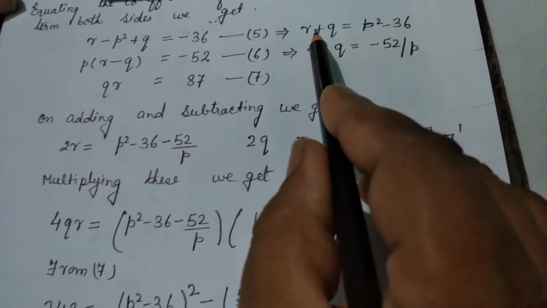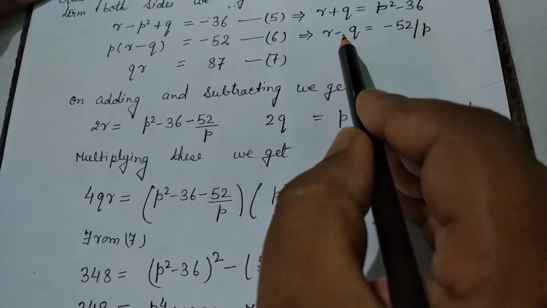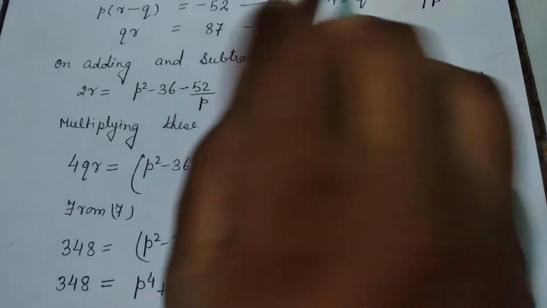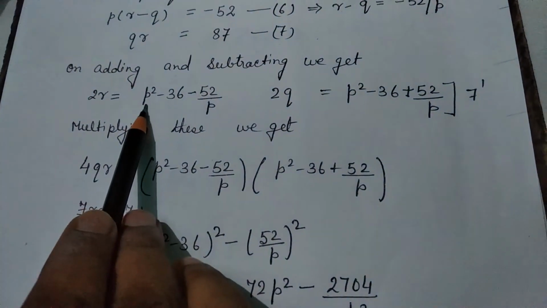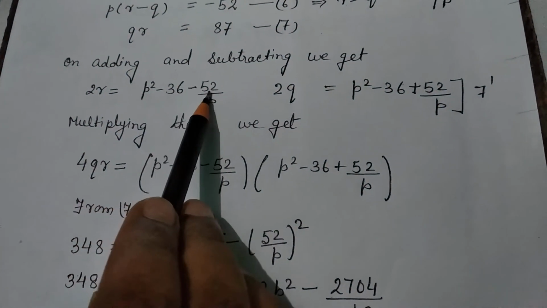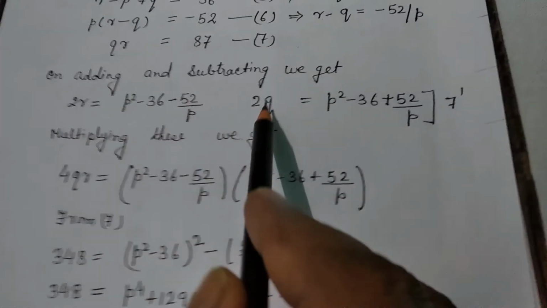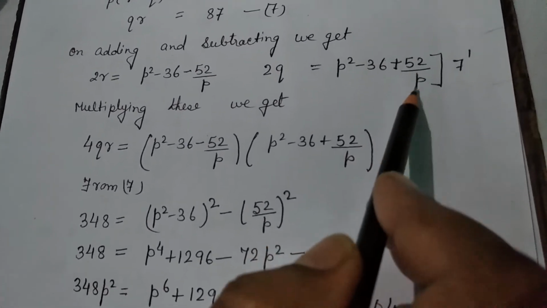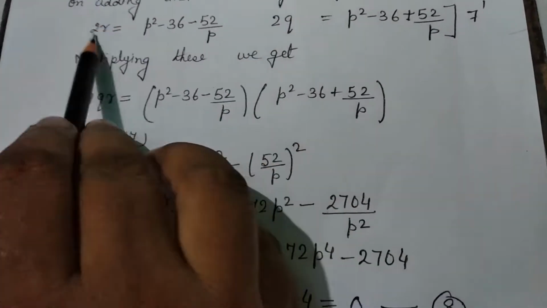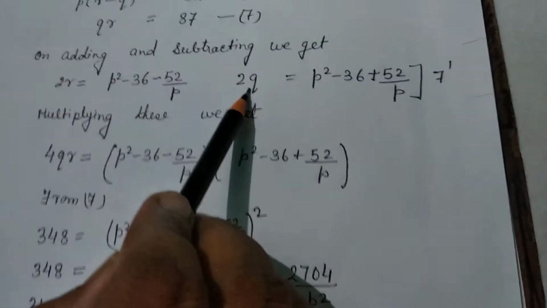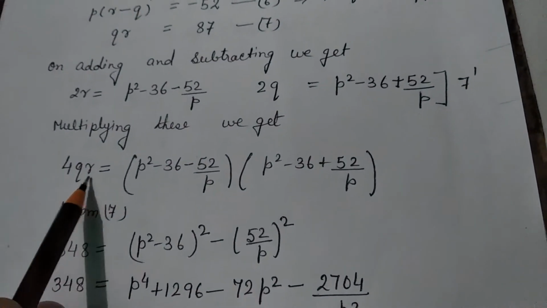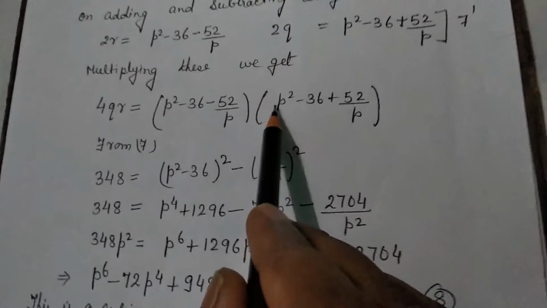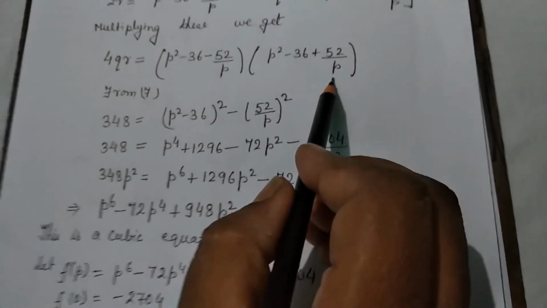So here, on adding these two and on subtracting these two, we will get the value of 2r and 2q. So 2r is equal to p square minus 36 minus 52 by p, and 2q will be equal to p square minus 36 plus 52 by p. Now multiplying these two, that is 2r and 2q, will give 4qr, and that is equal to (p square minus 36 minus 52 by p) into (p square minus 36 plus 52 by p).